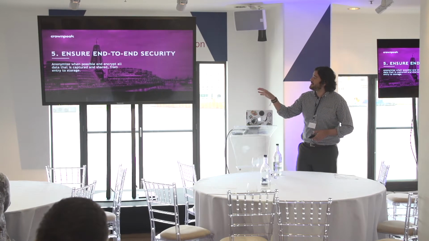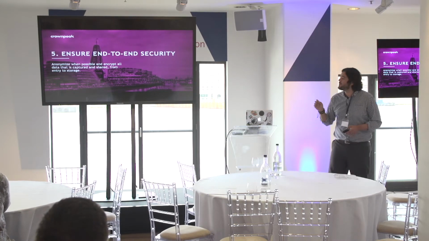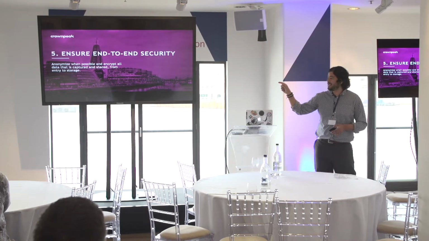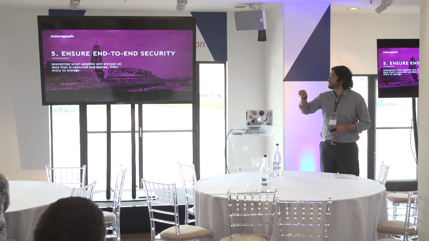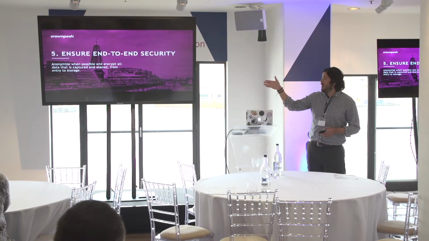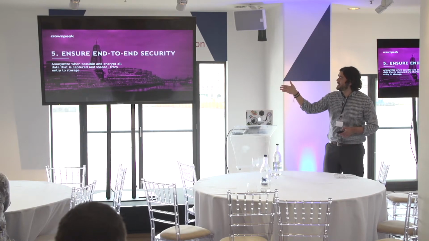The fifth step on this is really ensuring end-to-end security. And this is where we start to cross between privacy and security, right? Privacy is kind of the data collection of individuals' information, and security is, of course, how you maintain that, right? How can you anonymize some of that information? How do you encrypt that data?